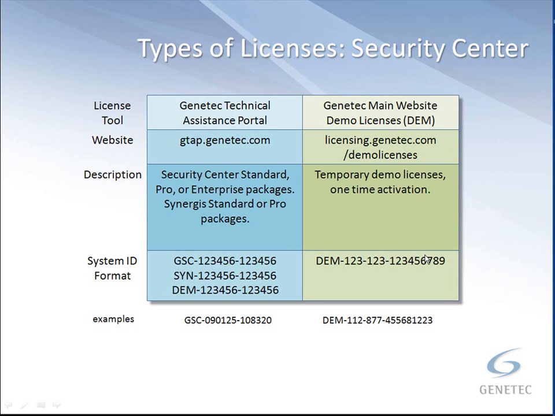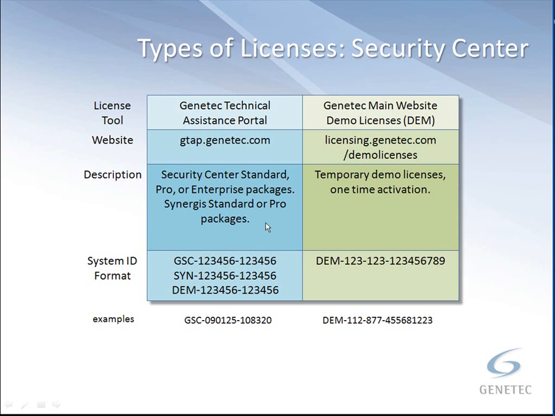Now let's switch over. We're going to take a look at Security Center. And with Security Center, we can have systems that incorporate Synergis, and now with version 4, AutoVu as well. Similar to Omnicast, we have 2 main license tools to consider. The first is the Genetec Technical Assistance Portal, and it's used to activate any Standard, Pro, or Enterprise Synergis or Security Center license.